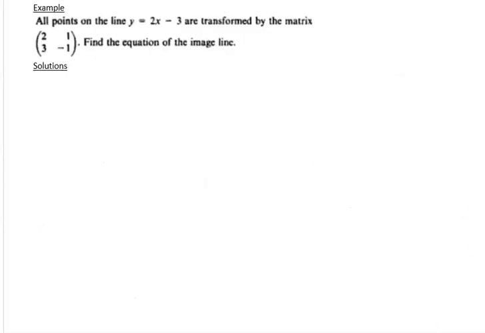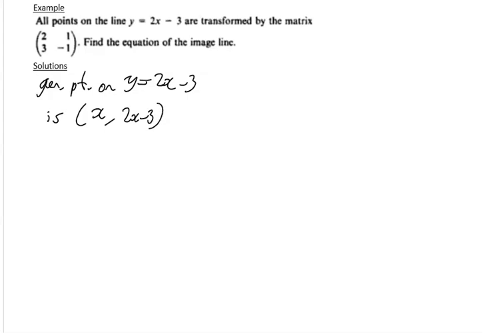Okay, this next example says all points on the line y is equal to 2x minus 3 are transformed by the matrix 2, 1, 3, minus 1. Find the equation of the image line. Okay, we're going to start with a general point on y is equal to 2x minus 3, and I'll use x this time instead of k, x, and then 2x minus 3. So when x is equal to x, y is equal to 2x minus 3.